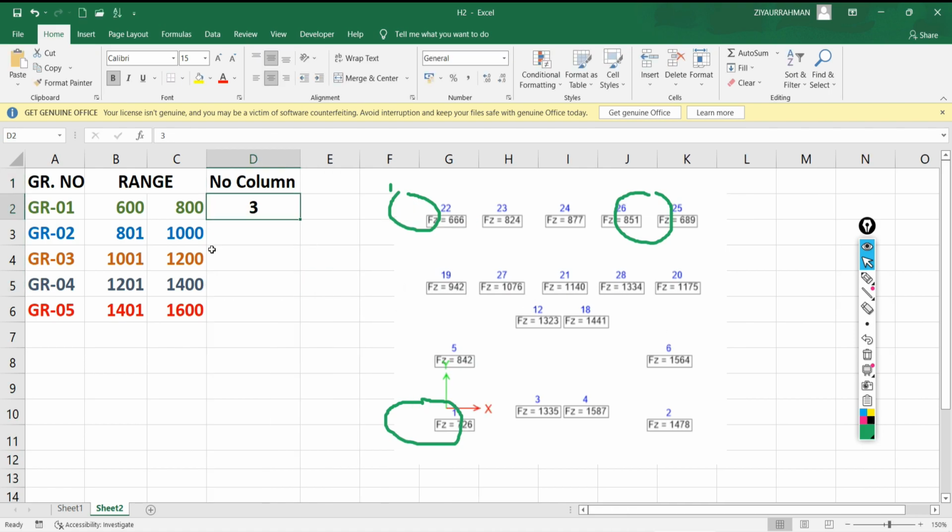Okay. Then under this group 2, from 800 to 1000, tell me fast. This is 1, this is 2, this is 3, this is 4, this is 5. I think 5 is there. Yes, it is 5.